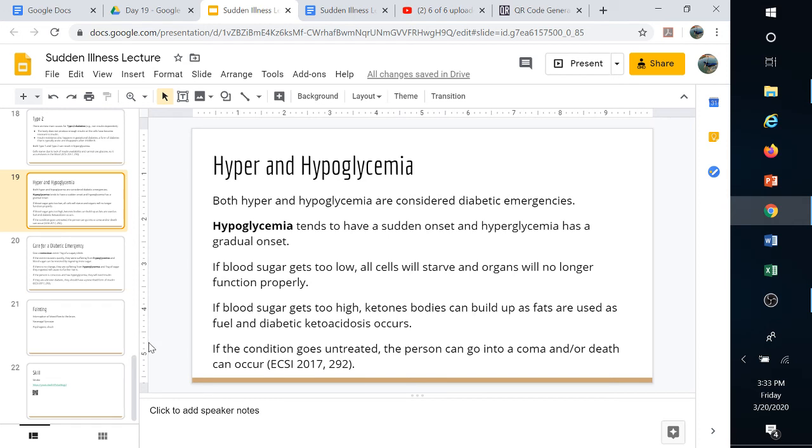Now, hyperglycemia is too much blood sugar. This normally happens because the cells aren't uptaking the blood sugar. They're not using it. So like in insulin resistance, we start having a buildup of blood sugar, because cells just aren't using it. Ketone bodies build up as fats start to be used as a fuel source, and you can get what's called diabetic ketoacidosis because blood sugar gets too high. You get this sweet smell.